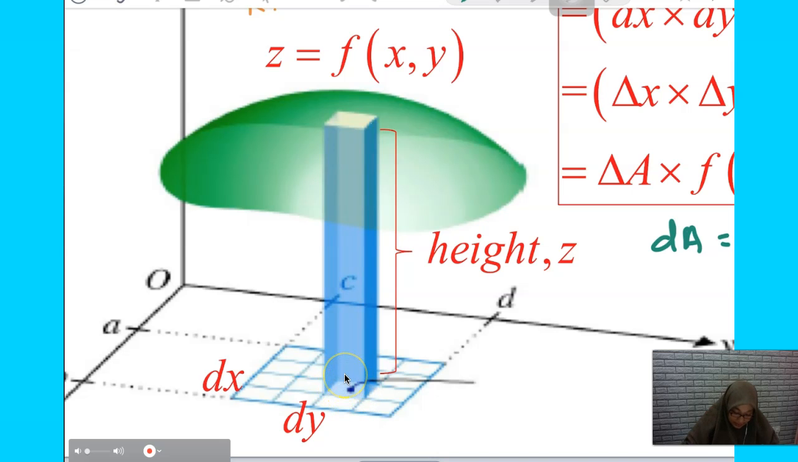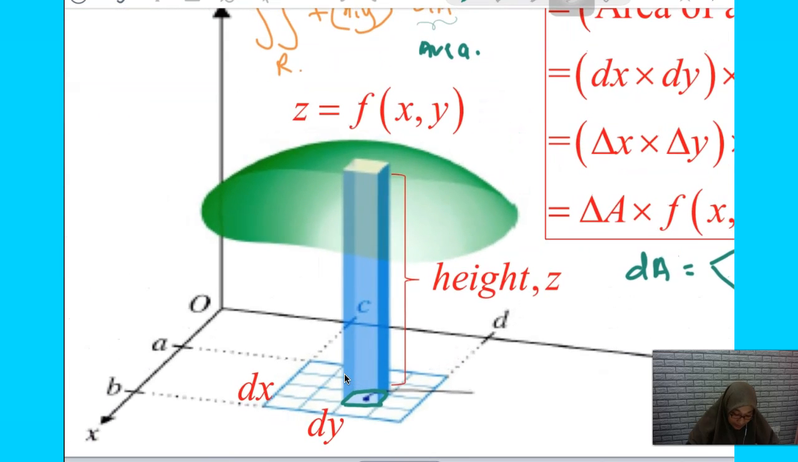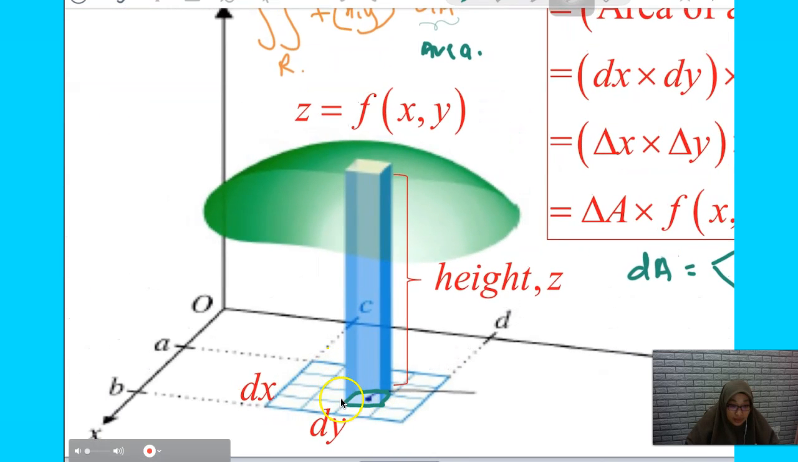So that is the region. Let's say I redraw that. So that is the region. Let's assume, just to get understanding, that we have a rectangular region. As you can see here, this one is the change along x, and this length here is the change of y. For the change of x, we put dx, and for the change of y, we put dy.